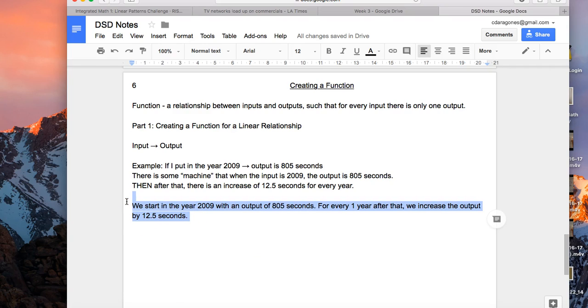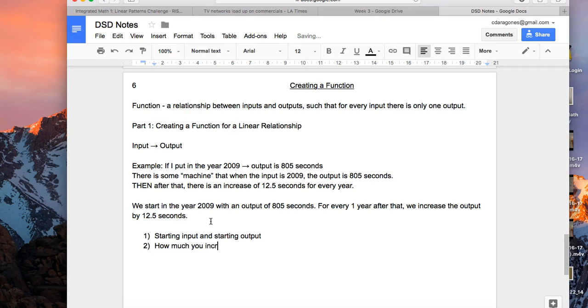So I want you to first look at your data and your graph and try to write out in words what's going on. I want you to think about where you start, so starting input and starting output, and then how much you increase or decrease per unit of time. So per year, per month, per day, per week, whatever it is you're looking at, look at approximately how much you're increasing or decreasing by. Then write it out in words like I did right here. So this is what I'm trying to get you to say: when you start and what you start out with, and then for every unit of time, what is your increase or decrease.